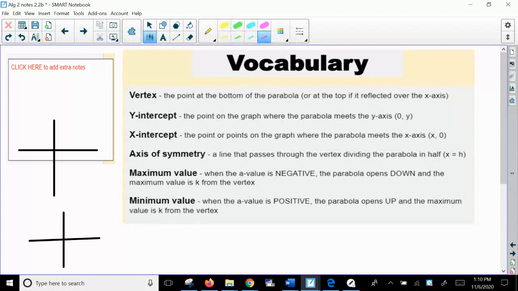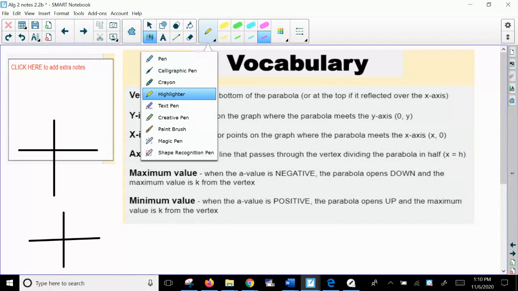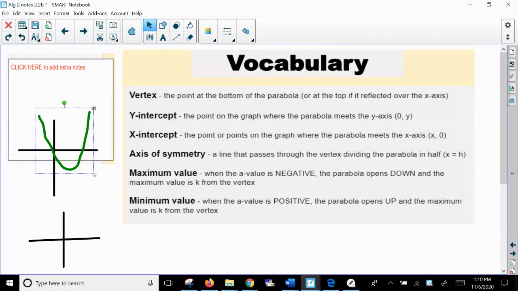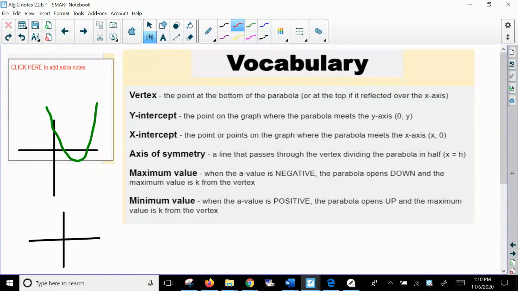All right. So let's say you have a parabola. Let me draw a parabola. So here's my parabola. Let me move it over some. There we go. Now the vertex is always the point at the bottom of the parabola. I'm going to put V for vertex. And remember, your vertex is always H, K. So whatever the coordinates of the vertex are, that is your H and your K.